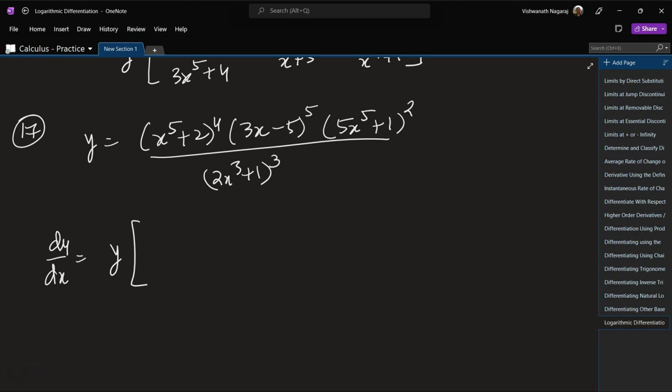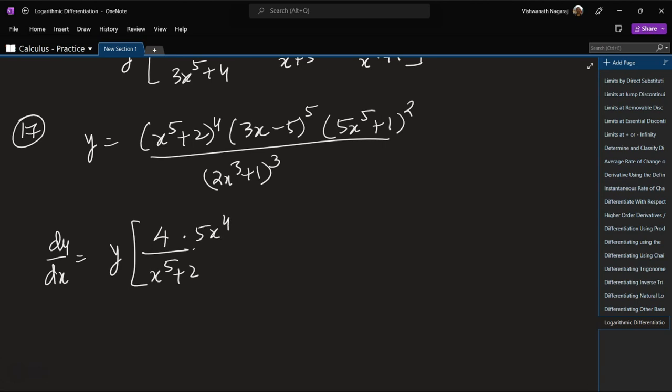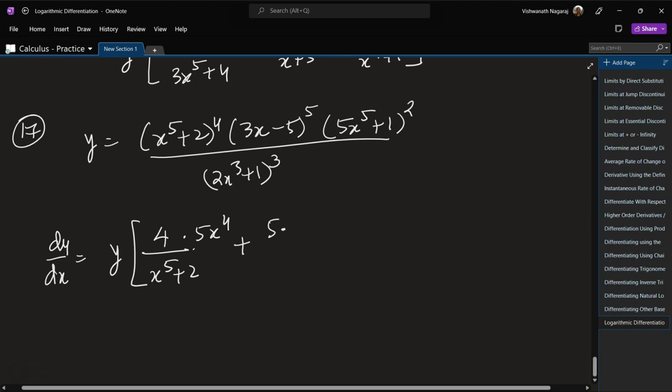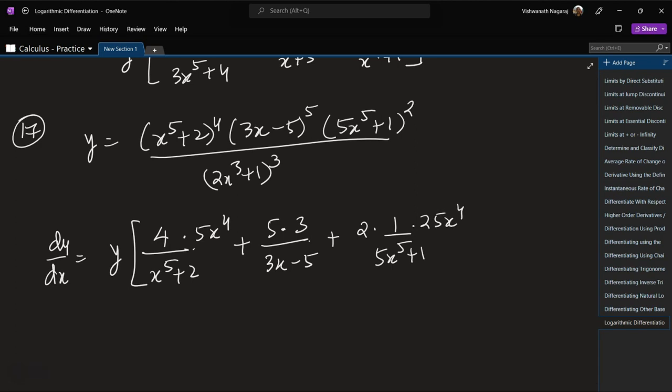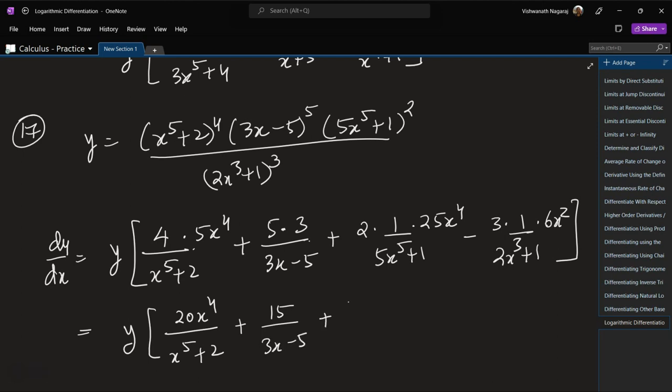Okay, so let's see. 4 by x to the power of 5 plus 2 times 5x of 4 plus 5 times, okay, 5 by 3x minus 5 times 3 plus 2 times 1 by 5x5 plus 1 times 25x4 minus 3 times 1 by 2x cube plus 1 times 6x square, which gives us 20x4 by x to the power of 5 plus 2 plus 15 by 3x minus 5 plus 50x to the power of 4 by 5x5 plus 1 minus 18x square by 2x cube plus 1.